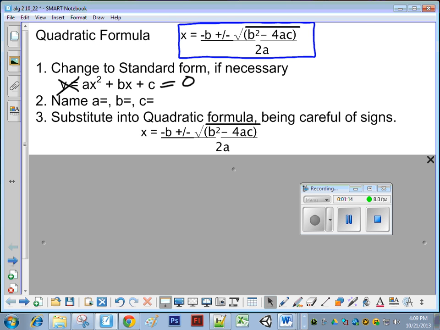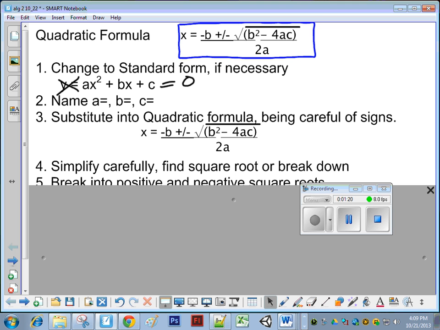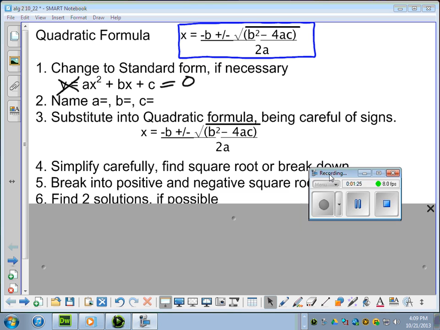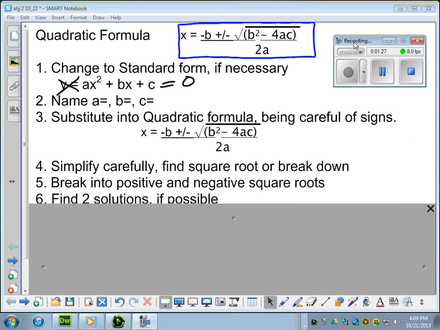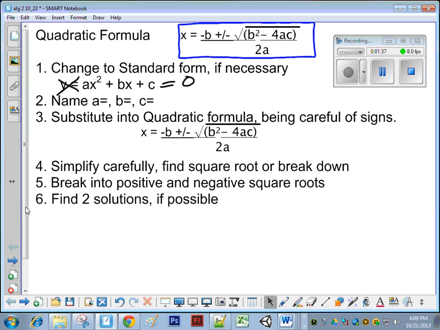Okay, the next thing we'll do is to simplify carefully, finding the square roots or breaking it down by the simplifying square roots approach. Next, we want to go ahead and break into positive and negative square roots. And lastly, find two solutions if possible. Now I'll do a quick example for you based on this.